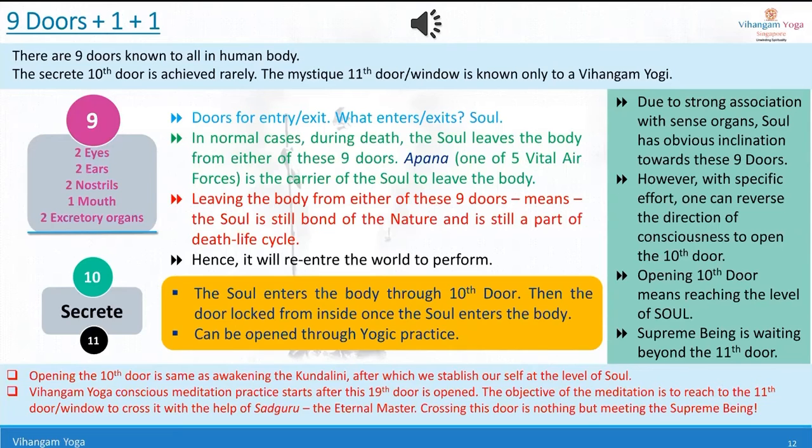Due to strong association with the sense organs when we are in life, the soul has obvious inclination towards these 9 doors, because all of our activities in this life, in this world, related with our body, are through these 9 doors: the eyes, the ears, the nostrils, the mouth, and the gentle organs. The conscious rays of the soul get attracted towards these doors automatically. But the interesting thing is, the human life has been given to put specific effort to reverse this attractive nature of the soul, to reverse the direction, to move towards that 10th door.